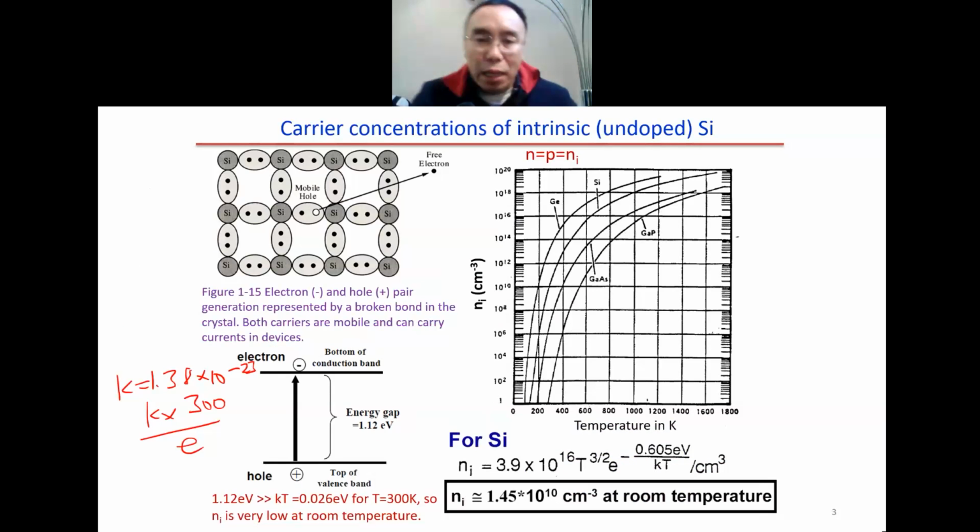Generally, the intrinsic carrier concentration is given by this formula, where T is the temperature. This number here is roughly half of the energy gap. This drawing is for silicon. Germanium has a smaller band gap, so it has a higher Ni. Gallium arsenide and gallium phosphide, which are III-V semiconductors, have a smaller Ni because they have a bigger band gap.